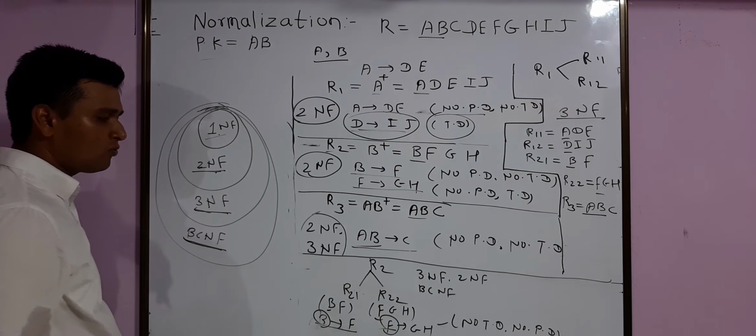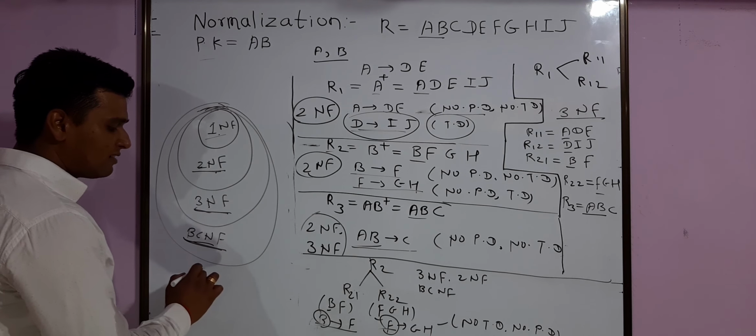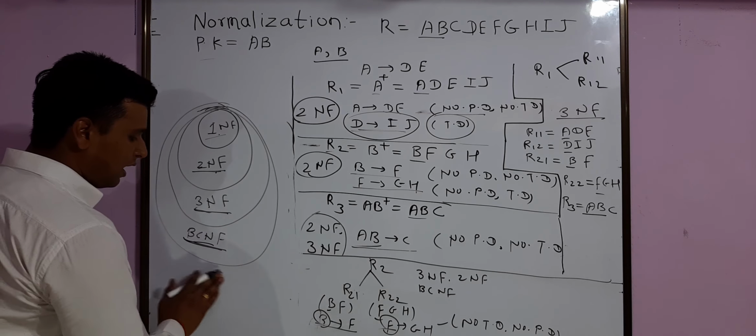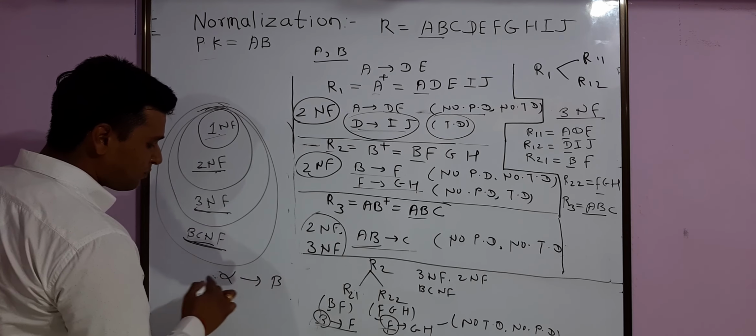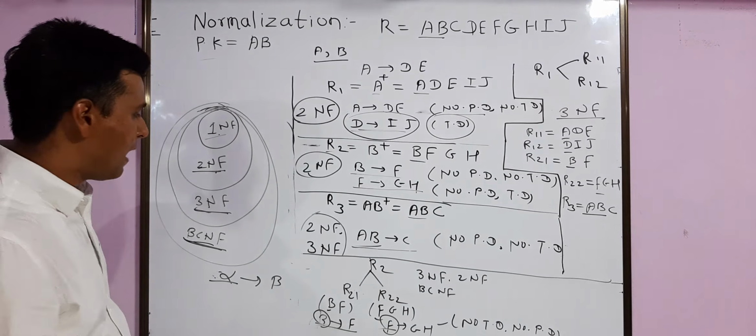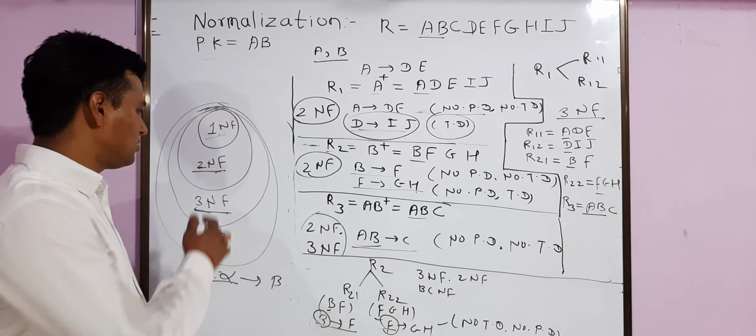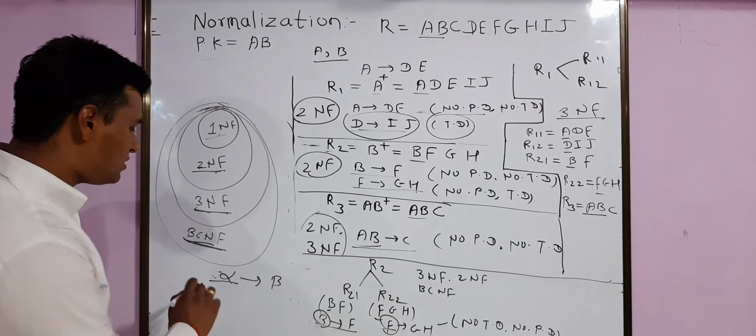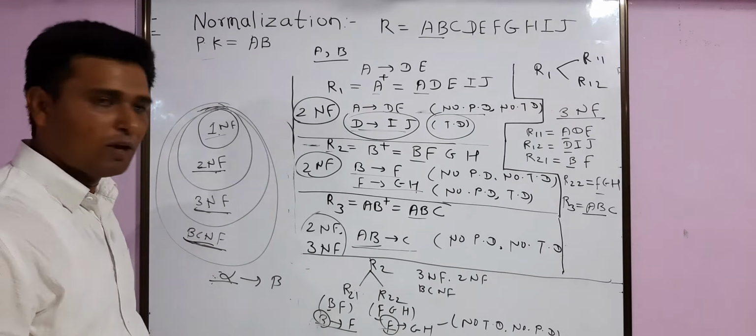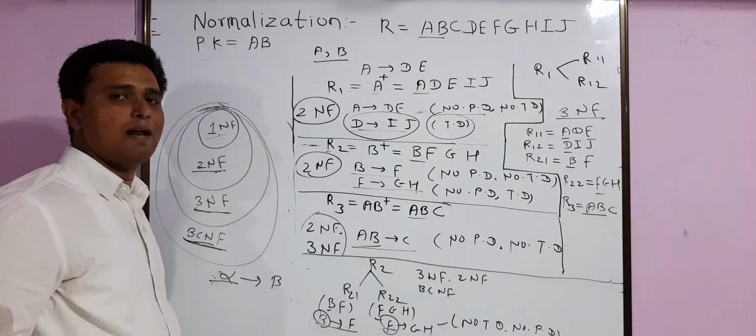BCNF means what? For the left hand side of an attribute, alpha determines beta, alpha should be a super key. If that happens, then we can say that the relation is in BCNF. Now BCNF focuses on candidate keys. So I will also show the difference between 3NF as well as BCNF.